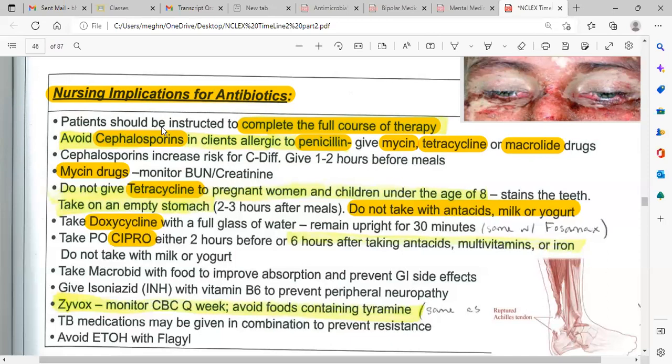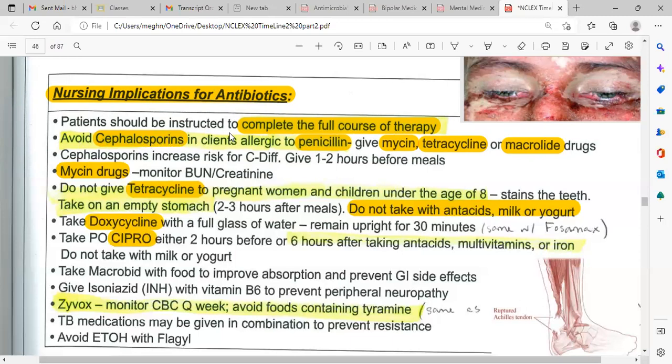The patient should be instructed to complete the full course of therapy. So if anybody needs to take antibiotics, we educate them, you have to take the full course. Like you take it today, tomorrow you feel good, then stop, never do that.